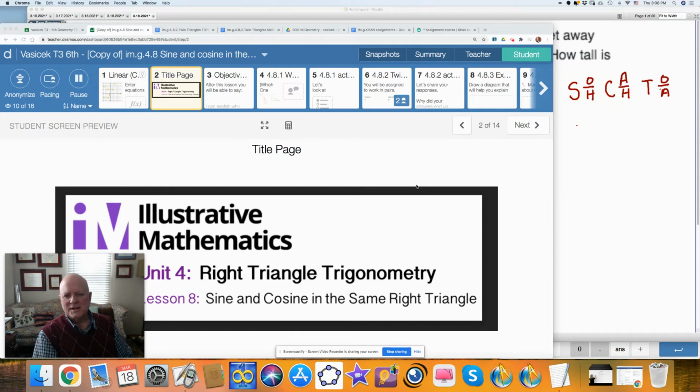Hi class, today is Illustrative Mathematics Unit 4, Right Triangle Trigonometry, Lesson 8, where we talk about the sine and the cosine in the same right triangle. Before we begin this, I'd like to review a couple of the homework problems in order to reinforce our approach for these types of problems.